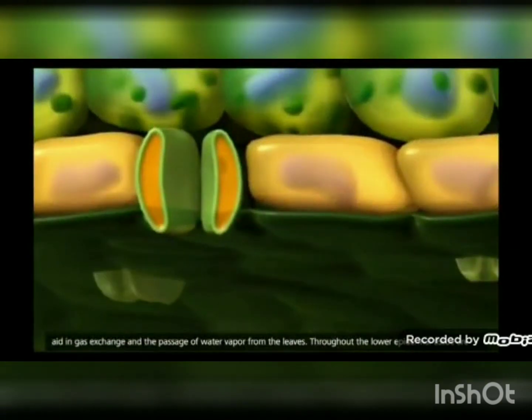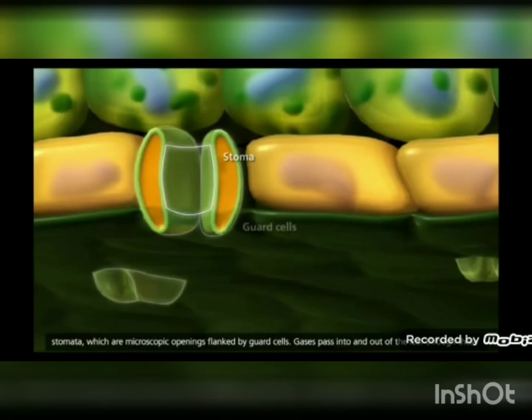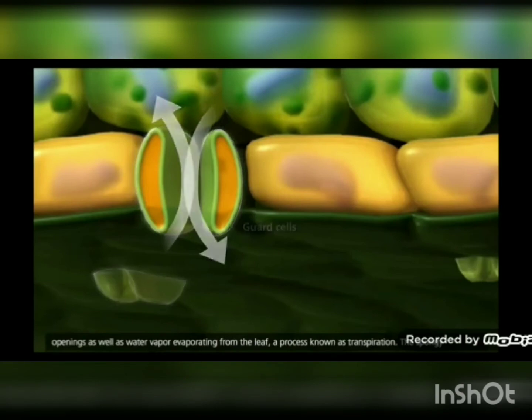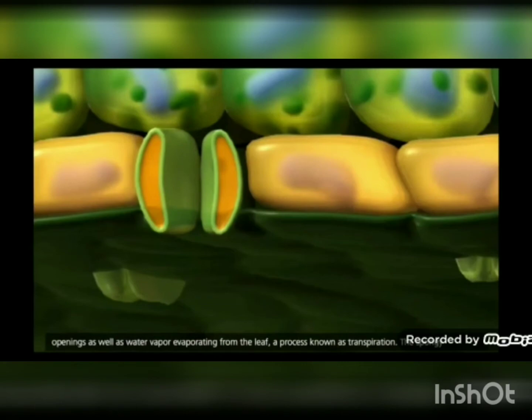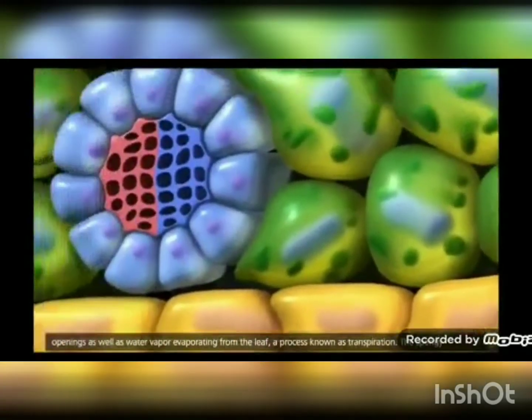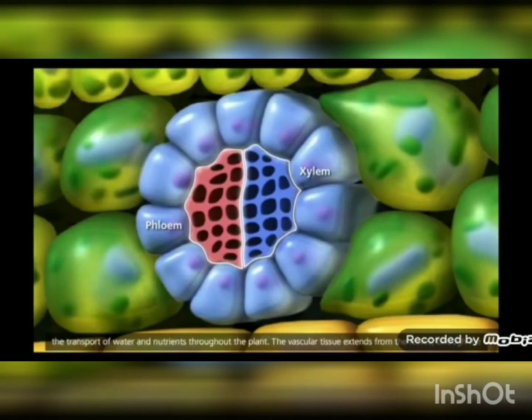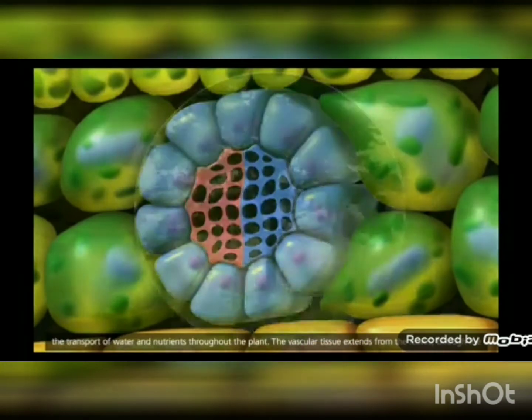Throughout the lower epidermal tissue are stomata, which are microscopic openings flanked by guard cells. Gases pass into and out of the leaf through these openings, as well as water vapor evaporating from the leaf, a process known as transpiration. The spongy mesophyll layer contains arrangements of vascular tissue, consisting of xylem and phloem, that are specialized for the transport of water and nutrients throughout the plant.